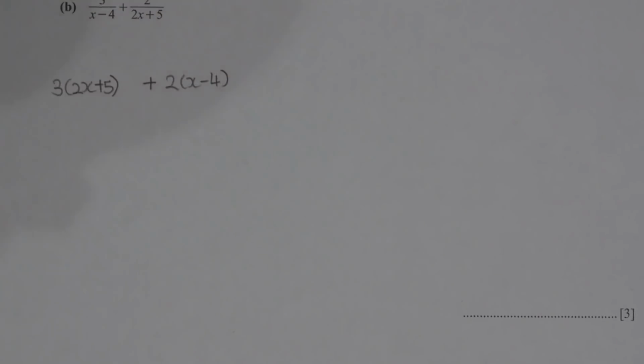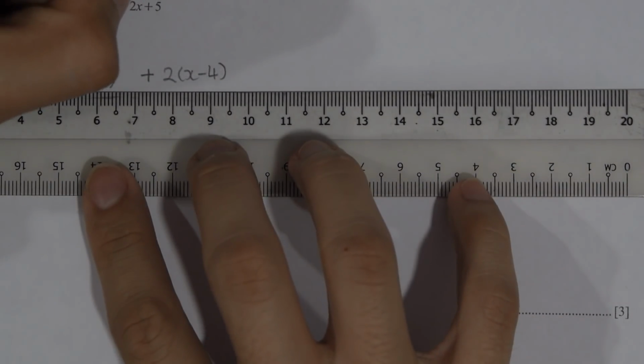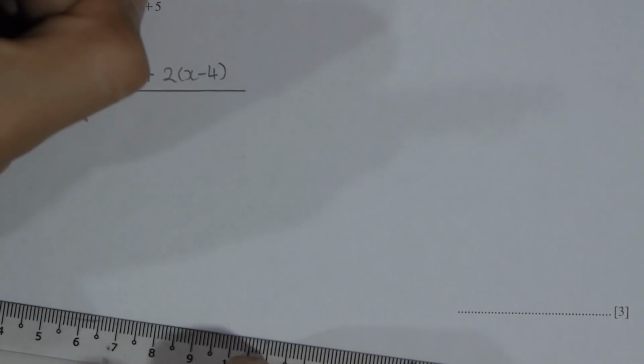As for the following part, all you need to do is take 3 times 2x plus 5, and plus 2 times x minus 4, over x minus 4 times 2x plus 5. The trick here is to change their denominators into the same, then do the arrangement and everything, then you get the final result.